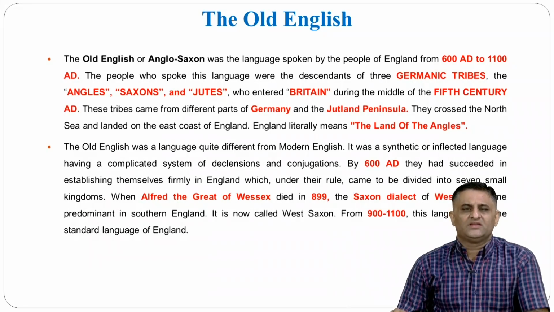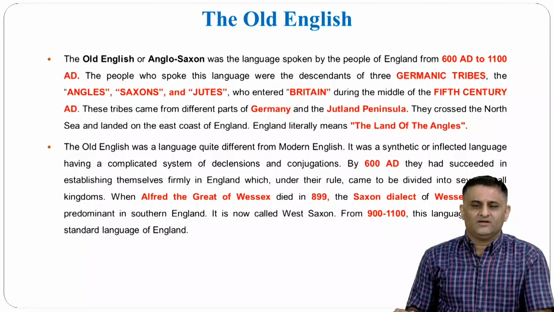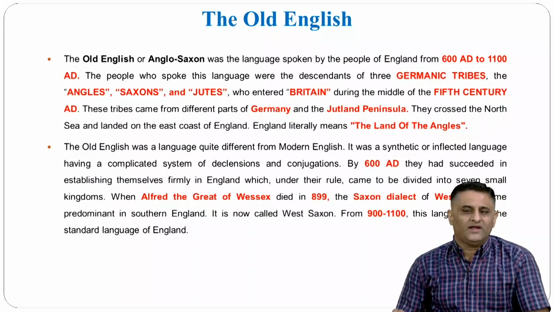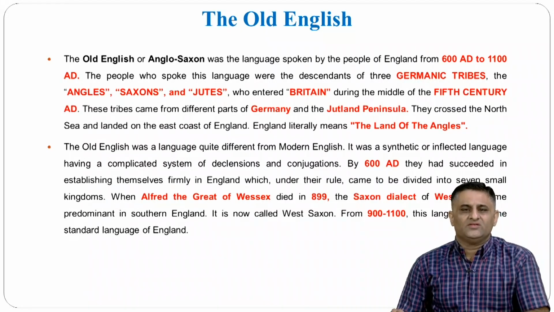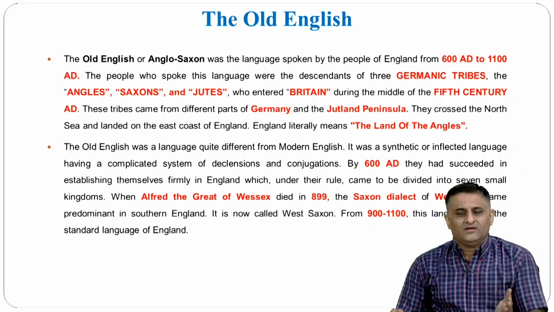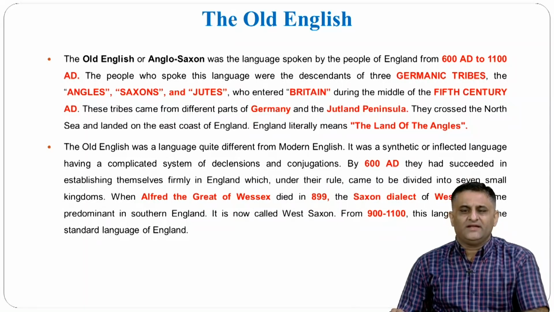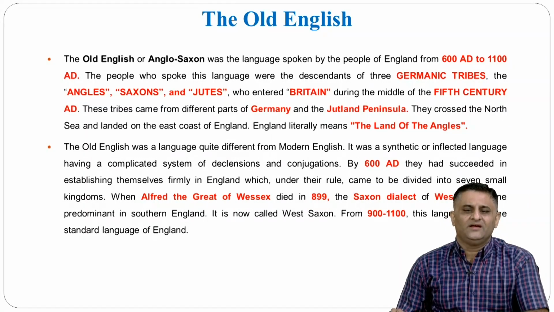So dear students, here you can see in the second paragraph that Old English was a language quite different from modern English. It was a synthetic or inflected language having a complicated system of declensions and conjugation. During the time period of 600 AD, they had succeeded in establishing themselves firmly in England, which under their rule came to be divided into 7 small kingdoms.